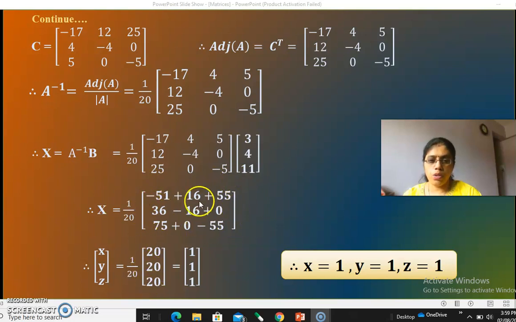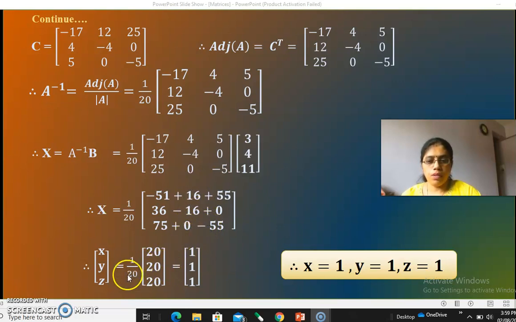You have to write those elements into column form. Row with column we are going to multiply. First row with first column, so the element will come into first row, first column. Second row with first column, so it comes into second row, first column. Third row with first column, so it becomes third row, first column. Okay, position you should not shuffle. Go on writing in column form.